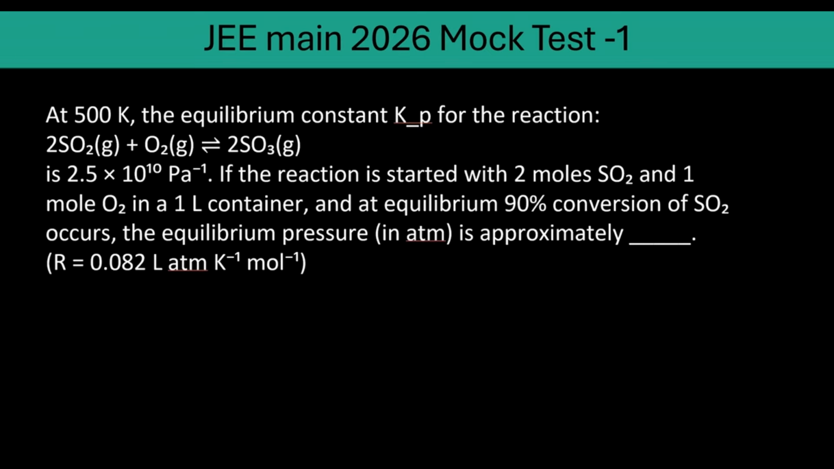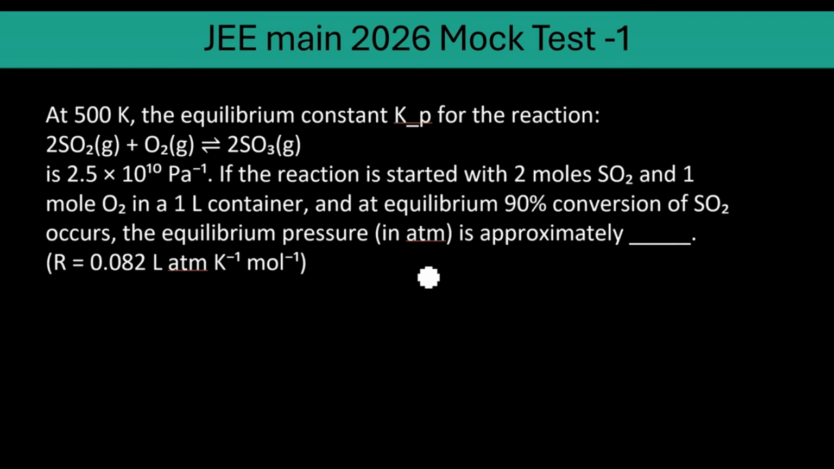At 500 Kelvin, the equilibrium constant Kp for the reaction. If the reaction is started with 2 moles of SO2 and 1 mole of O2 in a 1 liter container, at equilibrium, 90% conversion of SO2 occurs. The equilibrium pressure is approximately. This question may look complicated, but it is a very simple question if you understood the logic.